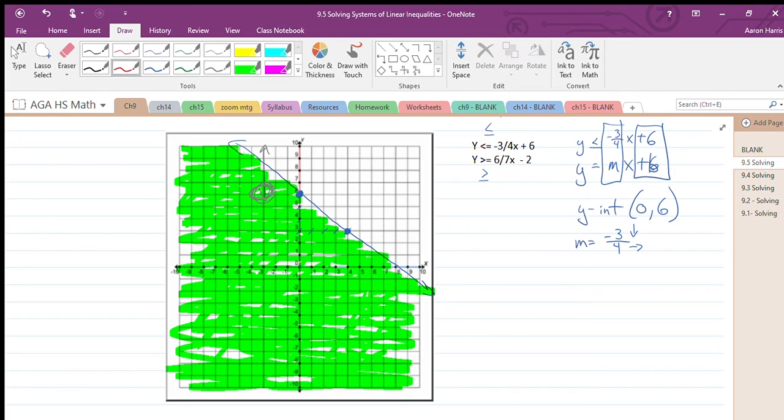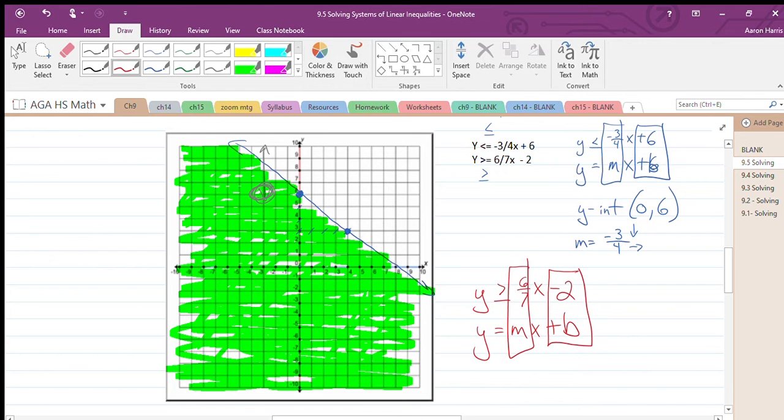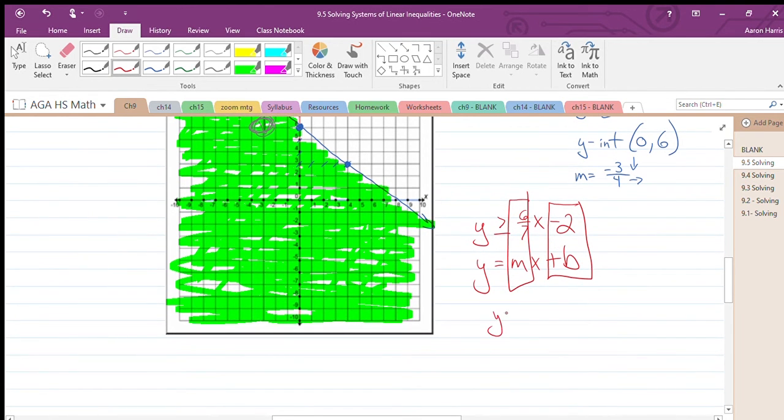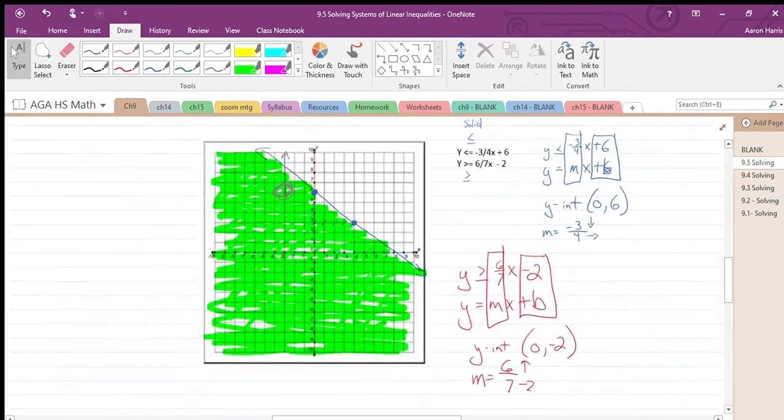I have y is greater than or equal to 6 over 7 x minus 2. Do I have to do anything to this equation? No, because it's already in what? Slope-intercept form. So here we go. The y-intercept is what? You got it. 0, negative 2. What's my slope? 6 over 7. Go up 6 to the right. How many? 7.